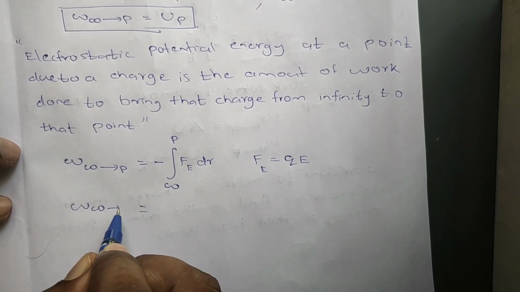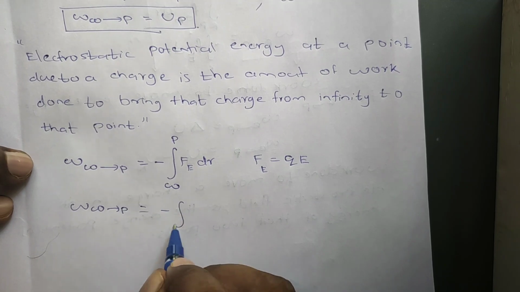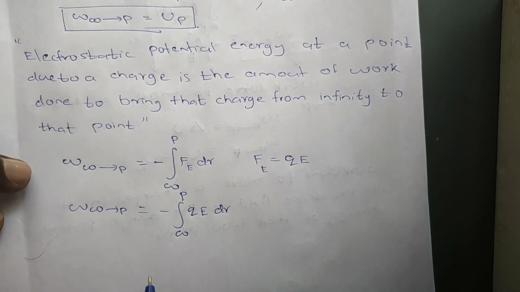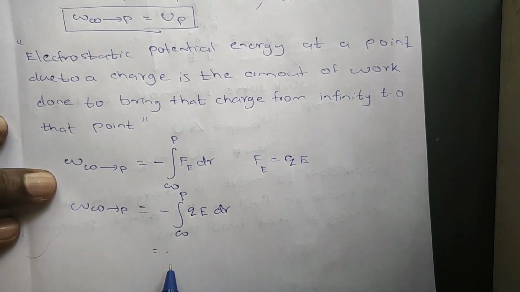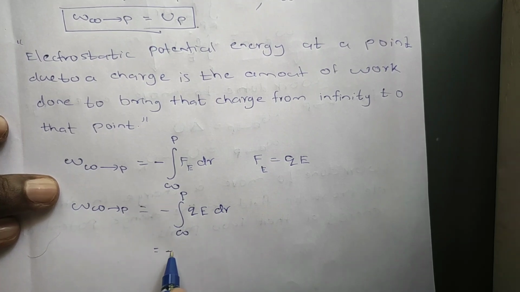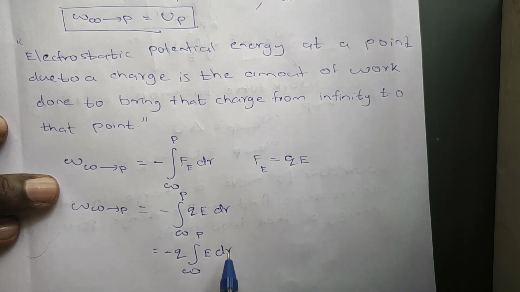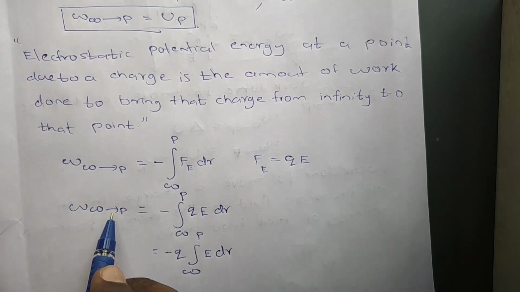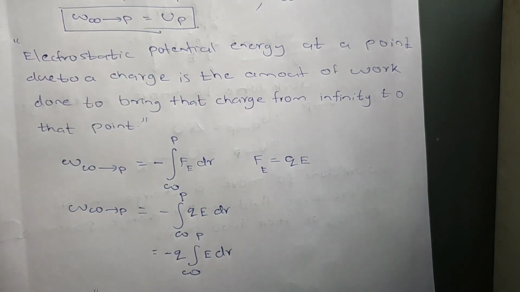So here we get the equation: the work done to move a charge from infinity to P is equal to minus the integral from infinity to P of QE dr. Okay, so this Q is a constant. It does not depend upon dr. So we take it out: minus Q times the integration from infinity to P of E dr. That work done is equal to the electrostatic potential energy at that point. So electrostatic potential energy is equal to minus Q times the integral from infinity to P of E dot dr.